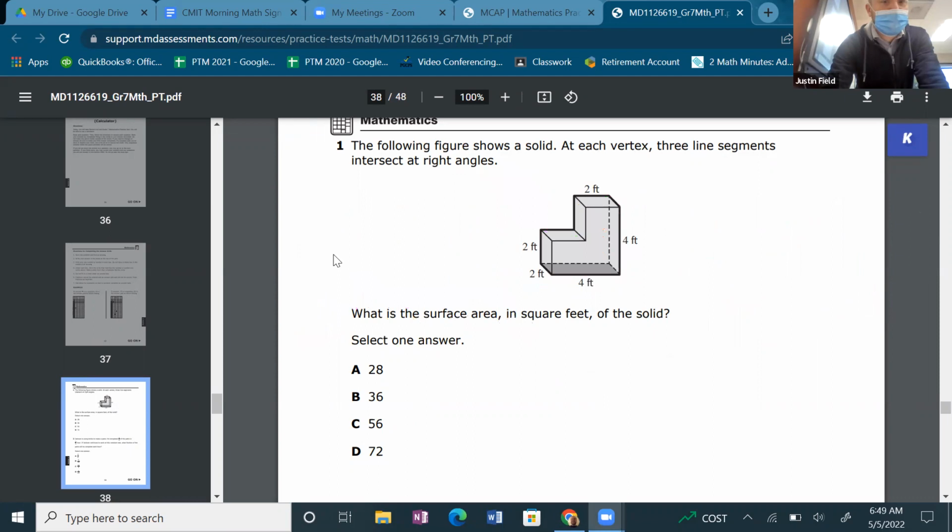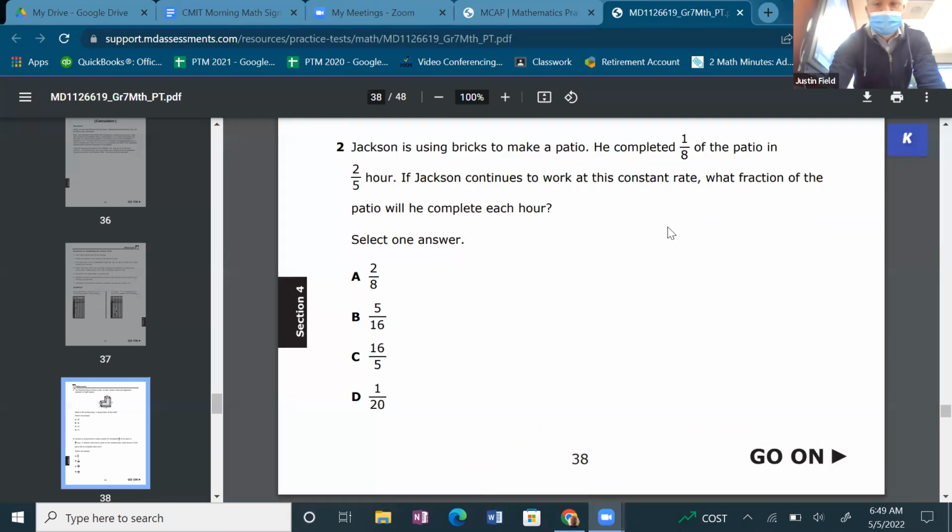You can shout out the answers when you know. Okay. Jackson is using bricks to make a patio. He completes 1/8 of the patio.